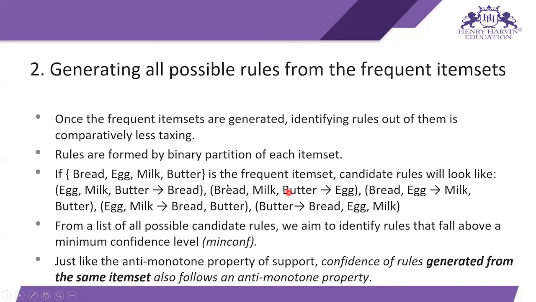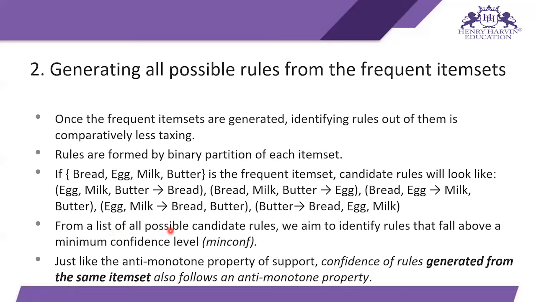If a person buys these three items, then the person can also buy egg, bread, egg. If we buy bread and egg, then the person can also buy milk and butter. If you buy egg and milk, then the person can also buy bread and butter. And if you buy butter, then the person can also buy bread, egg, and milk. So that's how we make some rules from the frequent item set.